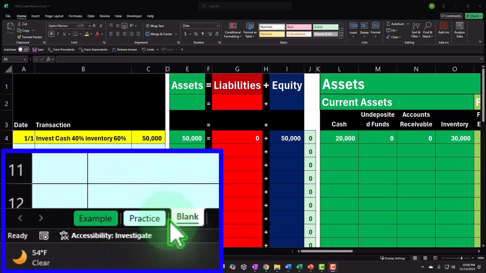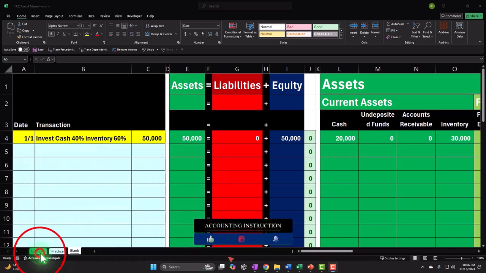If you have access to this workbook, there are currently three tabs down below: example, practice, and blank. Example is, in essence, the answer key. The practice tab has pre-formatted cells so you can work the practice problem with less Excel formatting. The blank tab is where we started with a blank worksheet, but we are now basically continuing with a template, adding to that template as needed as we work through the practice problem.